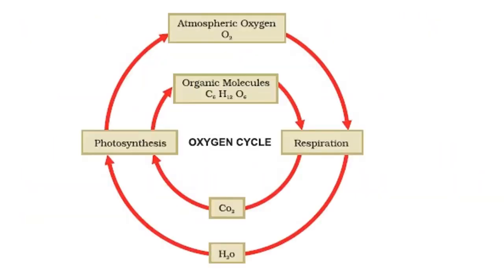So this is oxygen cycle. You can see that atmospheric oxygen, that is O2, is present in the atmosphere. It is used up in respiration process, and through photosynthesis, this oxygen is returned back into the atmosphere. So this is oxygen cycle. Today I have covered the oxygen cycle and carbon cycle.